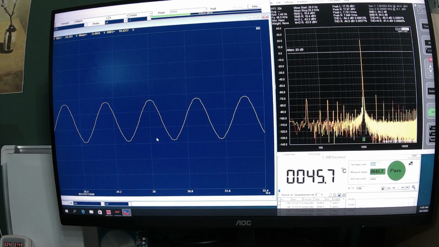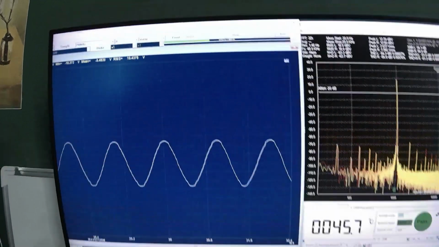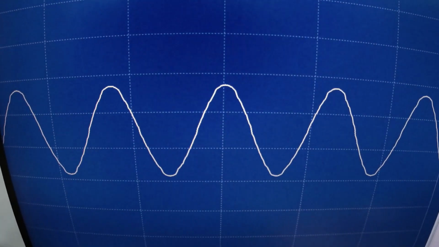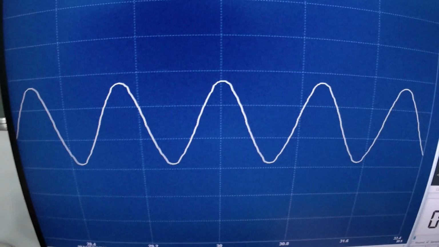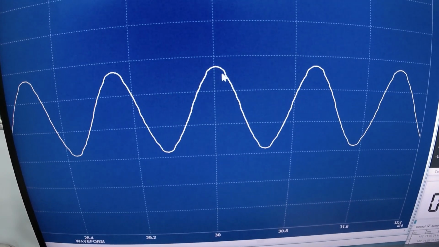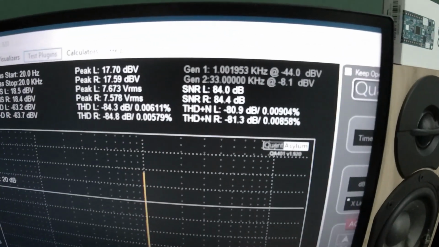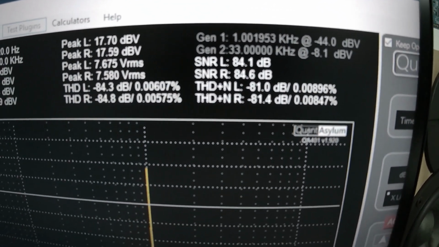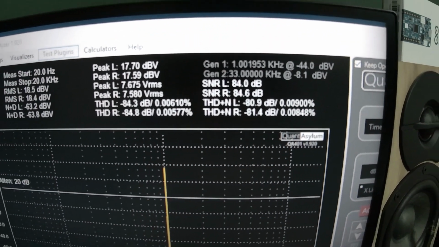If you take a look in here at the capture of the PC-based oscilloscope, you can see it is a little bit distorted, which is a little bit scary. But when you take a look at the distortion, it's still like 0.0086.